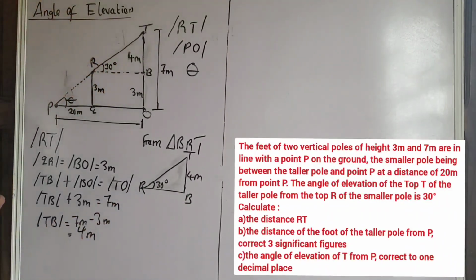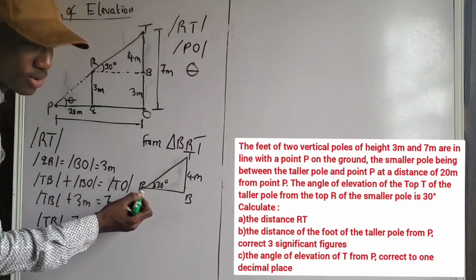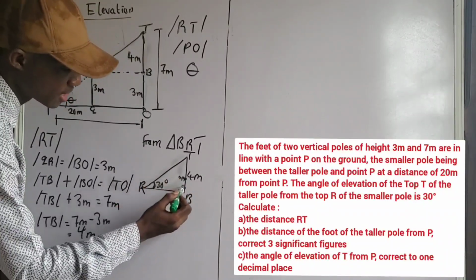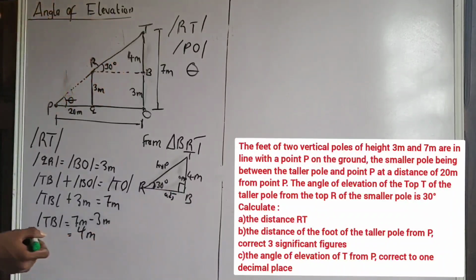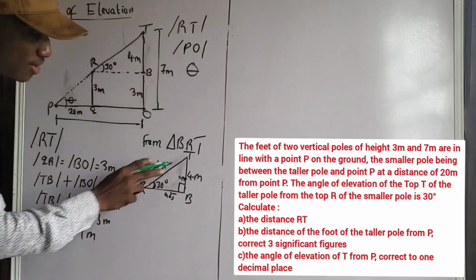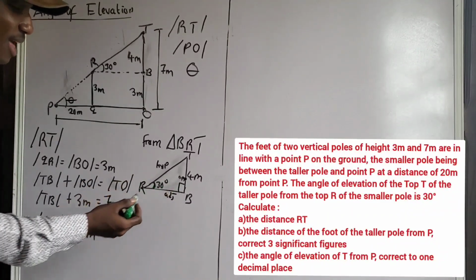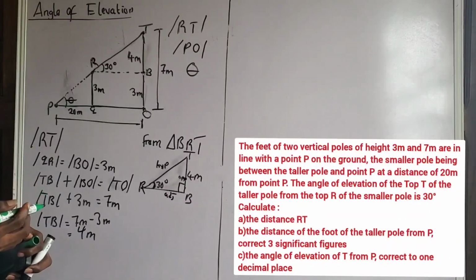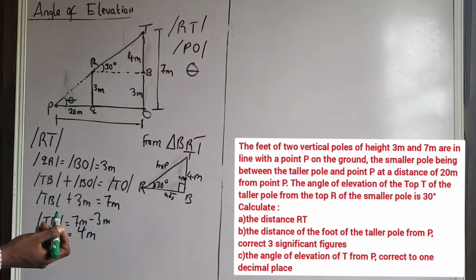Triangle BRT. Now, from this triangle, this is the angle that we are considering. This will be the opposite. This will be the hypotenuse, because this is the 90 degree, and this will be the adjacent. We are looking for line RT, which is the hypotenuse. We have been given the opposite as 4 meter, and the angle we are considering is 30 degree. So what trigonometric ratio are we going to use to get the hypotenuse? We are going to make use of sine.